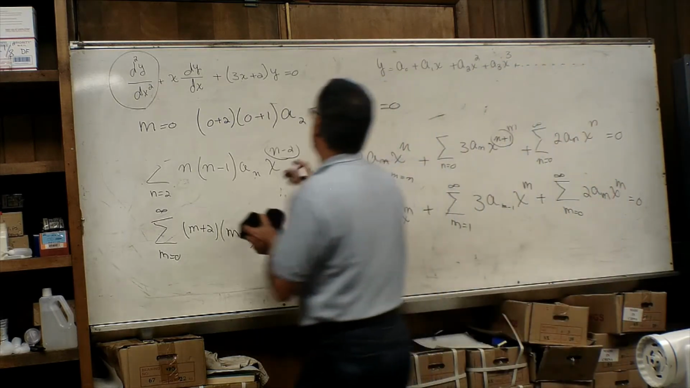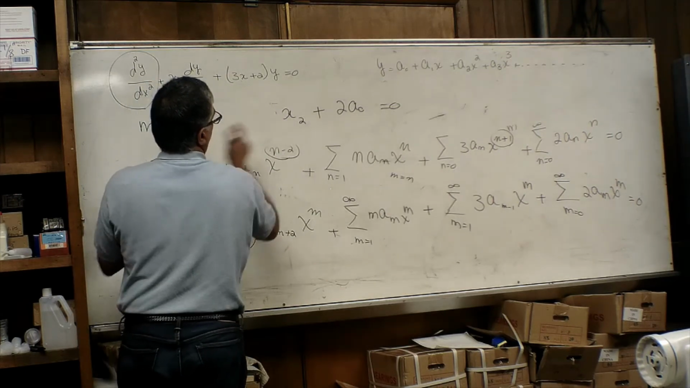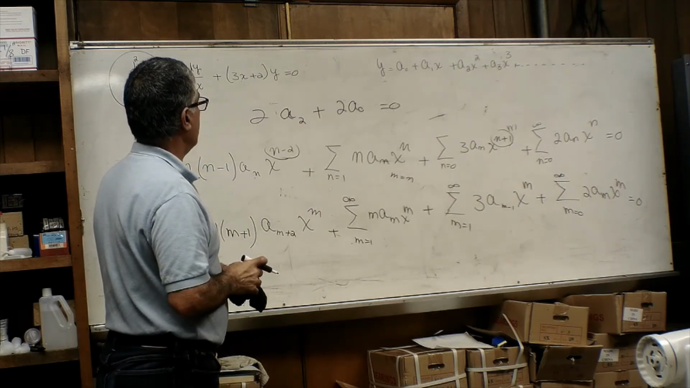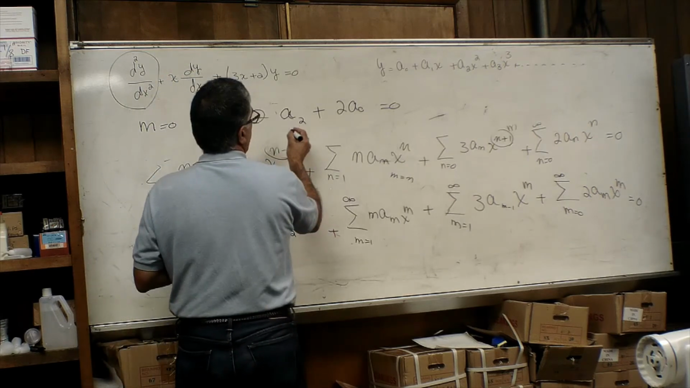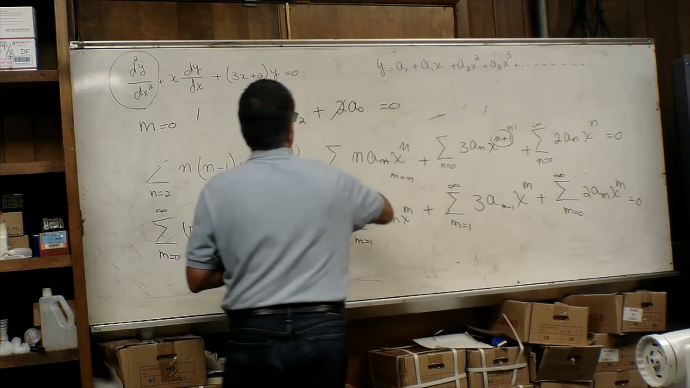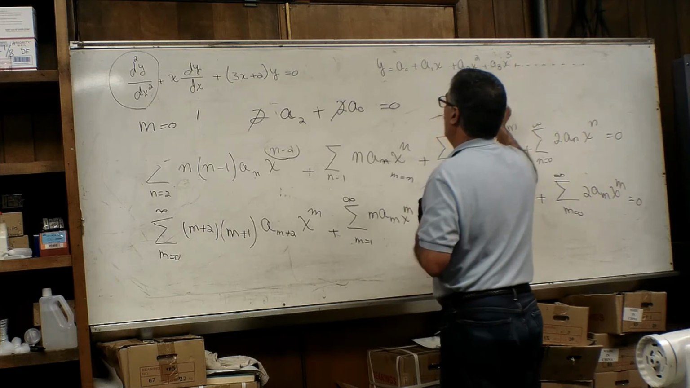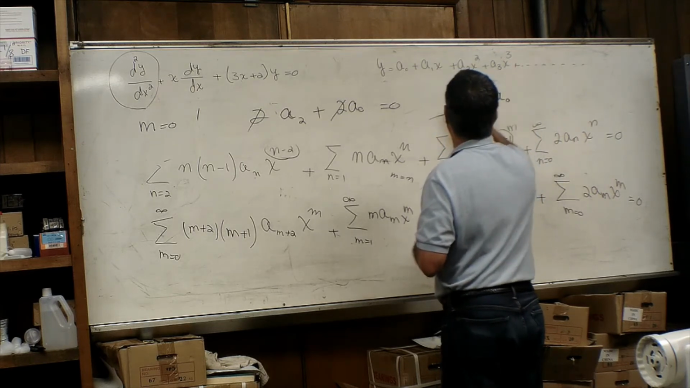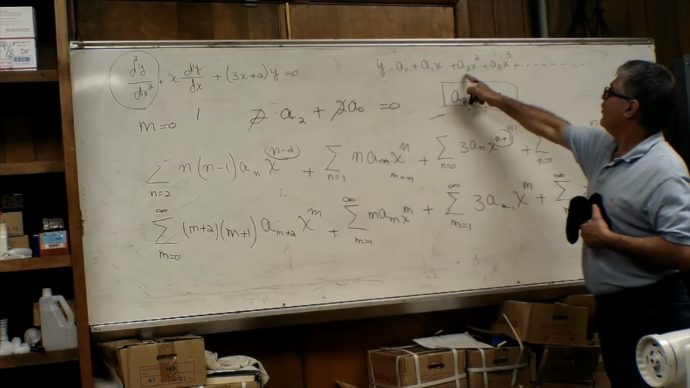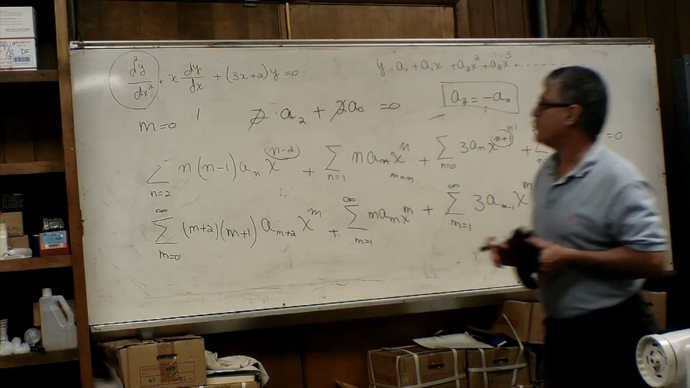So here we are going to have 2 multiplied by 1 is 2, so we are going to have 2a2 plus 2a0 is equal to 0. So from here, if we divide both sides of the equation by 2, these 2's will cancel out. So we can see that our A2 is equal to minus A0. So here we already found the value for A2. Our A2 is minus A0.